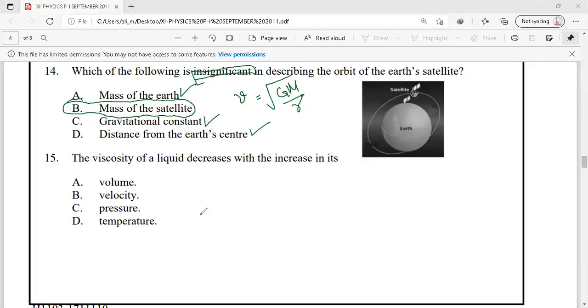The viscosity of the liquid decreases with the increase in temperature. So, temperature and viscosity are inversely related. The higher the temperature, the less the viscosity of the fluid. Option D is the right answer.